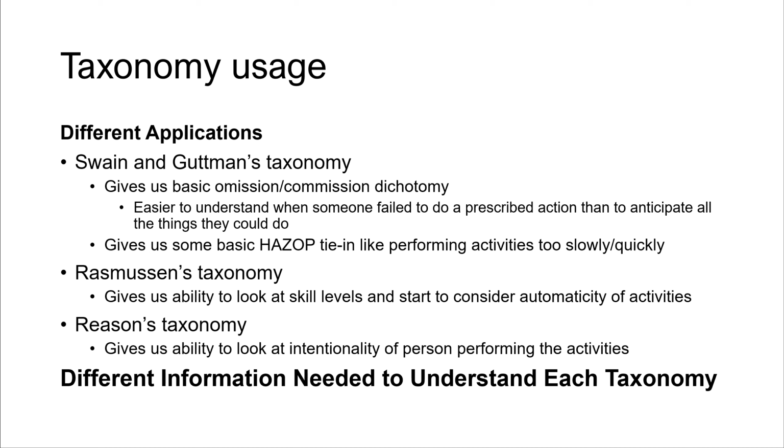And Reason's taxonomy gives us the ability to look at intentionality, but also gives a little bit more breadcrumbs for what could have gone wrong. Is this a memory issue or something else going on? So you need different information to come to an answer for each taxonomy, but your greatest benefit is going to be to use them all together.